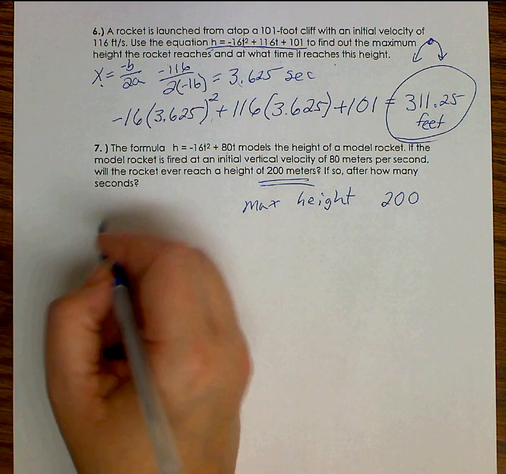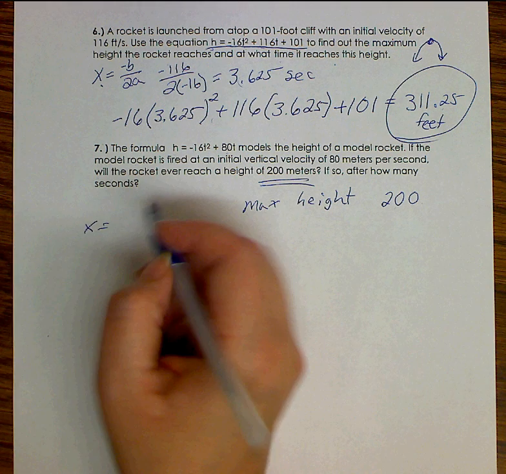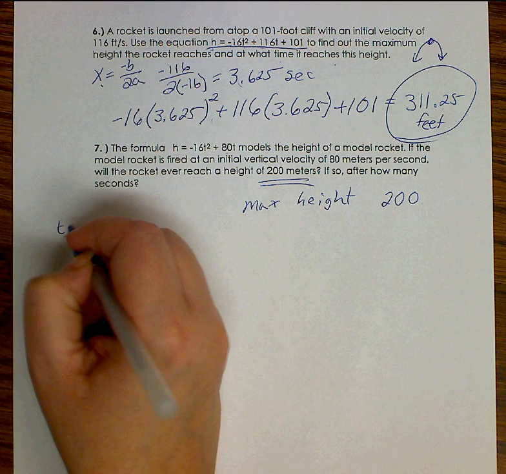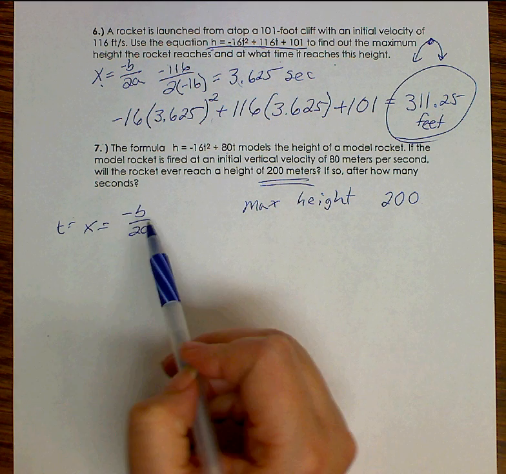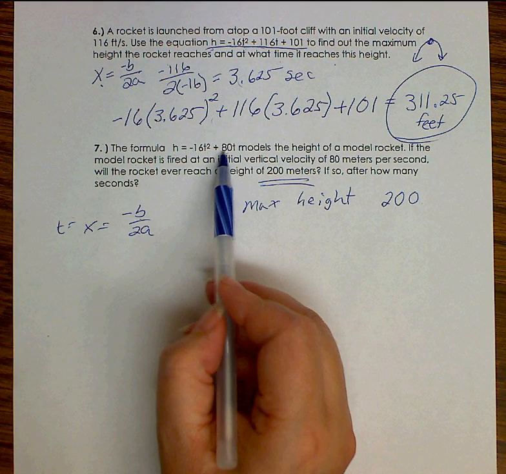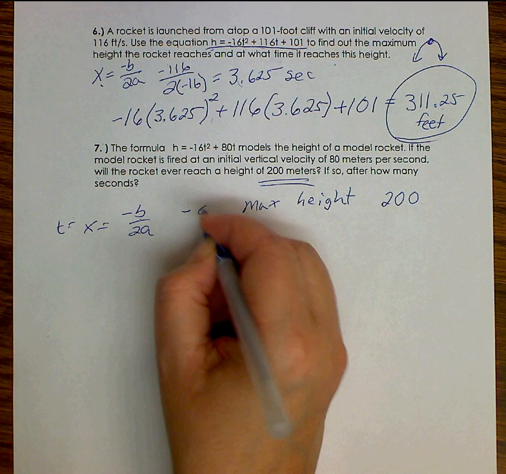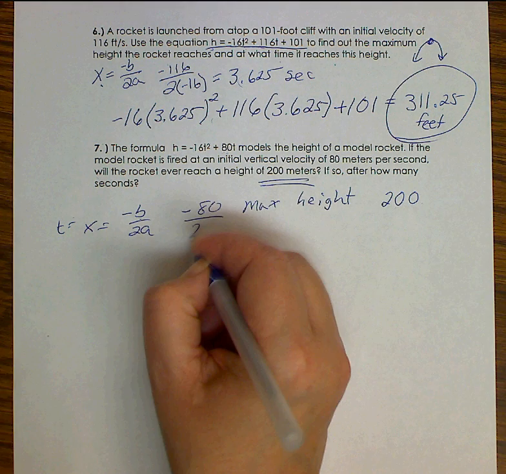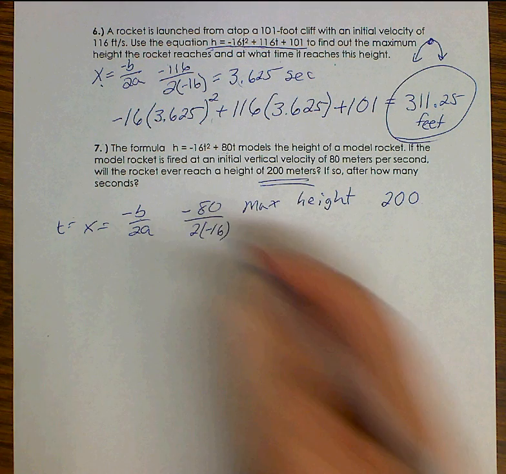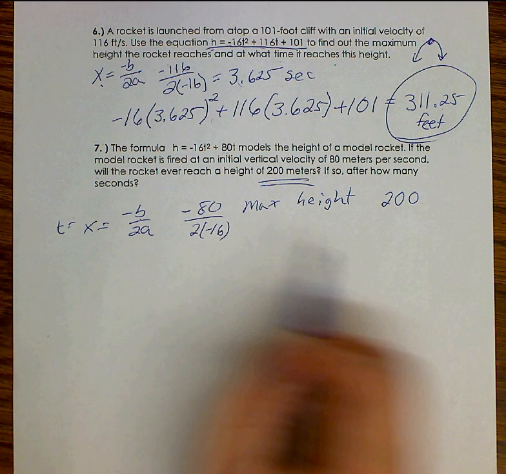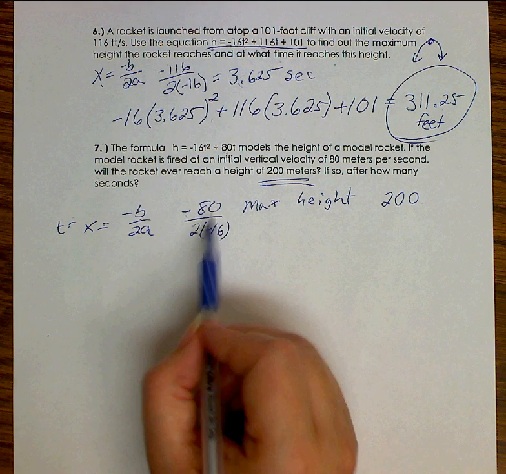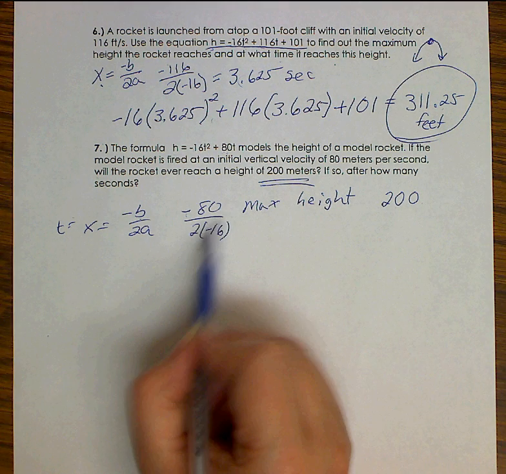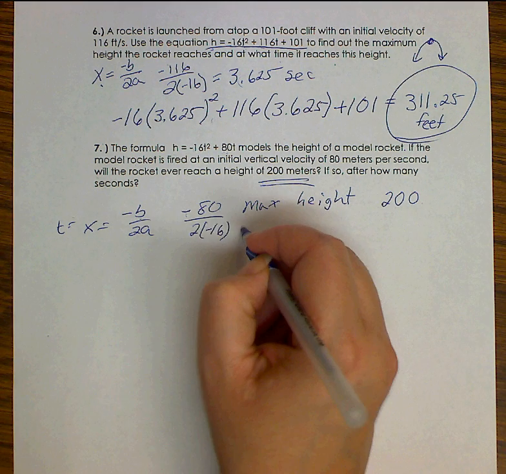So we have x is equal to, or your time, if you think about it, negative b over 2a. Negative b now is 80, so we have negative 80 over 2a, which is negative 16. So putting this into your calculator, negative 80 divided by negative 32, that gives me 2.5.